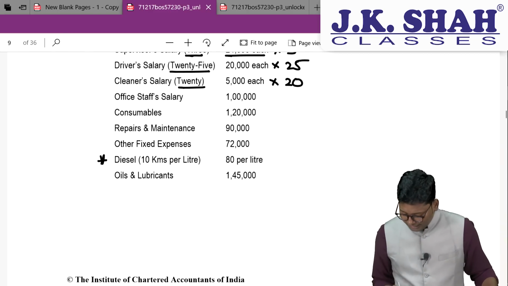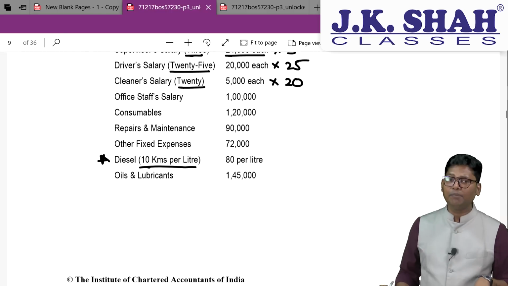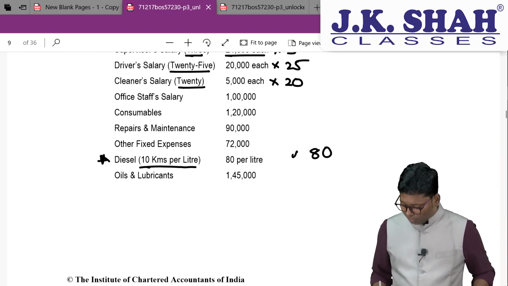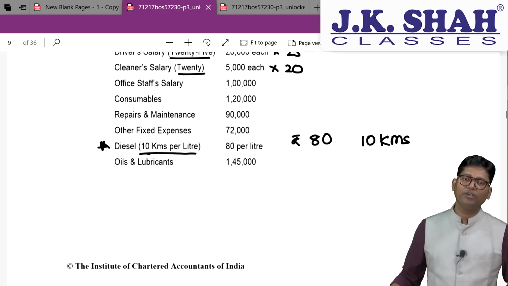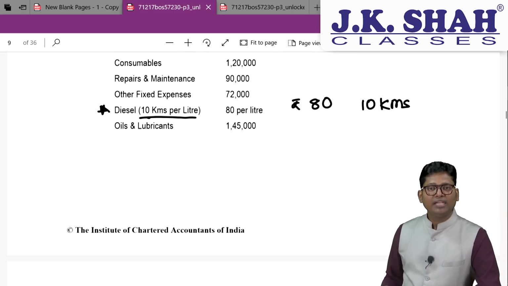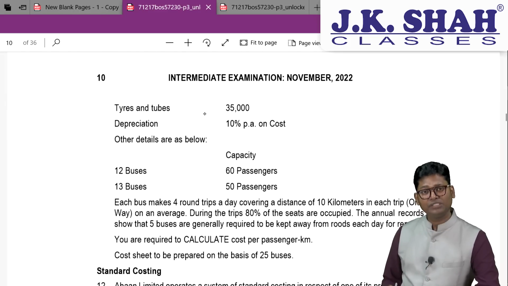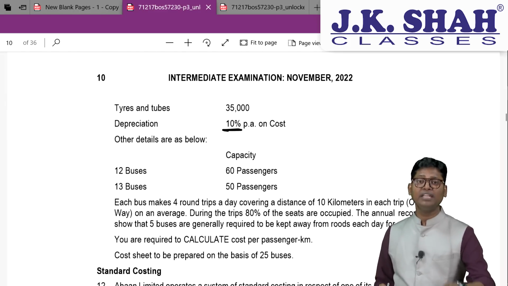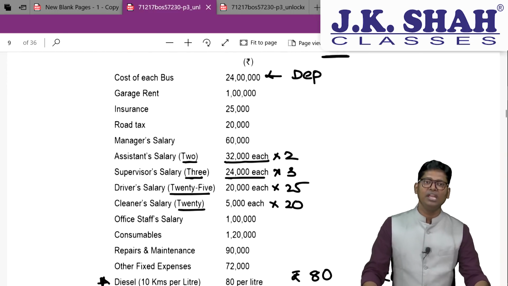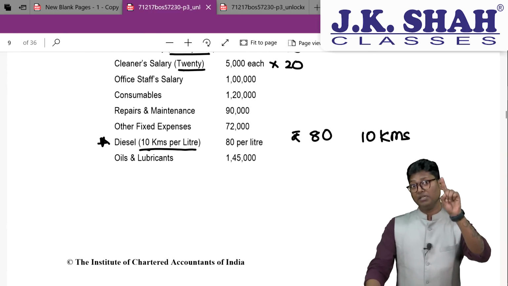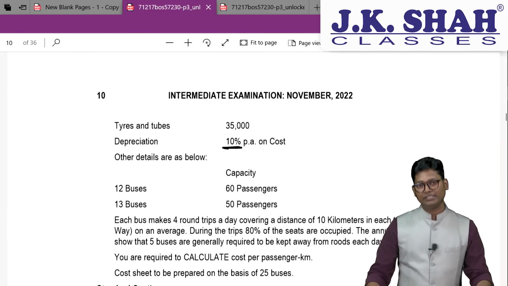Now, as far as diesel cost is concerned, it is given kilometer-wise. It is a kind of running cost, a kind of variable cost. You are incurring 80 rupees cost for every 10 kilometers of distance covered. So, total kilometers we should calculate. Oil and lubricants are given as 1,45,000. All the cost expenses are available with us. Tires and tubes are given, and depreciation is given as 10%. In the first line itself, they have given you the cost. On that cost of a single bus, if you charge 10%, you will get one bus's depreciation.